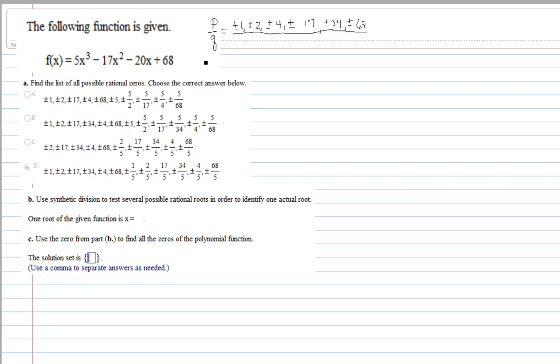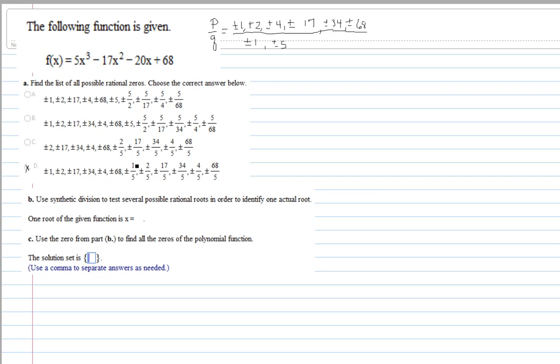Our denominator is factors of 5, so we've got plus minus 1 and plus minus 5. So we look at the choices we have, and what we want are all of the possibilities we could have by choosing all of the numerator choices over the first denominator and then all of the numerator choices over the second. It ends up being D because we have the 1, 2, here's the 4 is kind of out of order, and then 17, 34, 68.